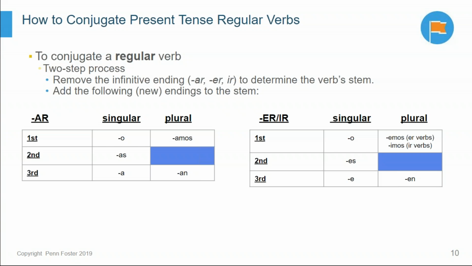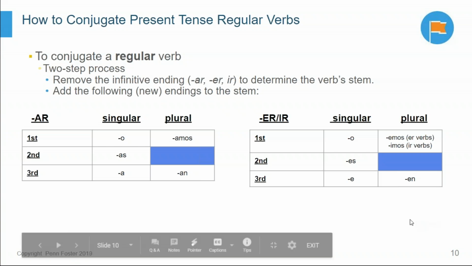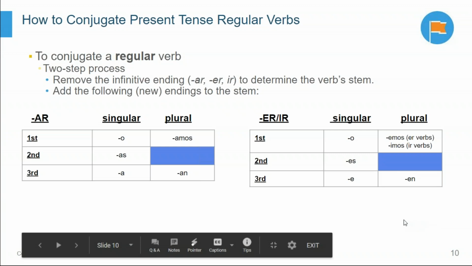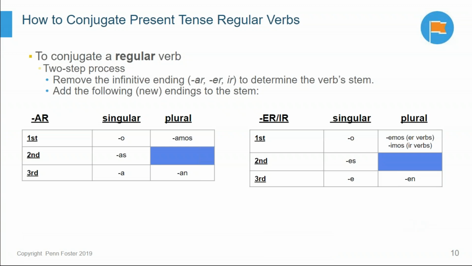The left has your AR verb endings, the right chart has your ER, IR verb endings. You would add those endings to the stem that remains after you've removed the infinitive ending. So your endings there: o, as, a, amos, an, versus o, es, e, emos, en. AR verbs can't have ER, IR endings, and ER, IR verbs can't have AR endings, at least not in the present tense.